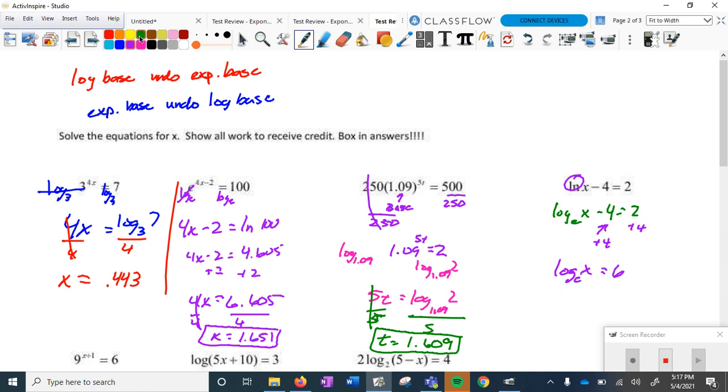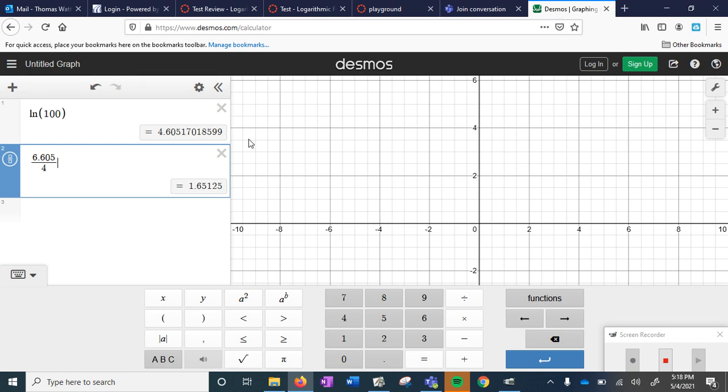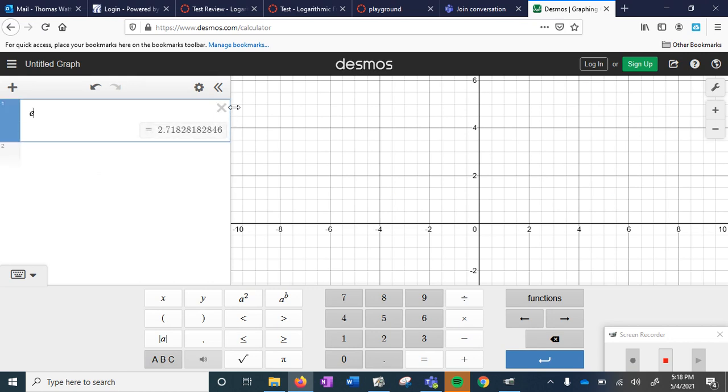Now I've got a log base. A log base will undo an exponential base. An exponential base will undo a log base. So now I do e to this power equals e to this power, and there's my answer. x equals e to the 6th power. Now if I want to figure out what that is, again, I can pull up Desmos or I can pull up my TI and just type in e. There's e, and then I hit that button for my exponent, e to the 6th power, 403.429.